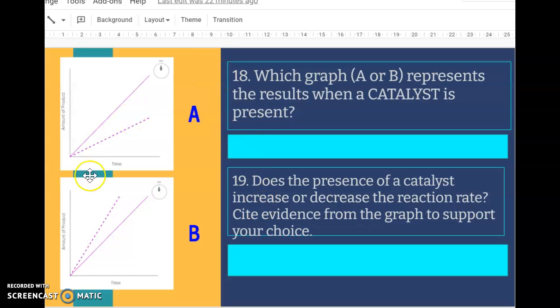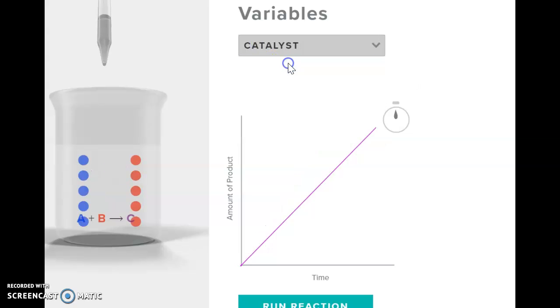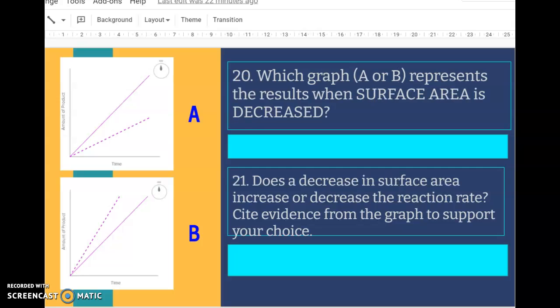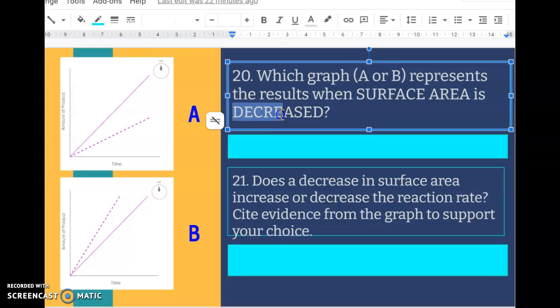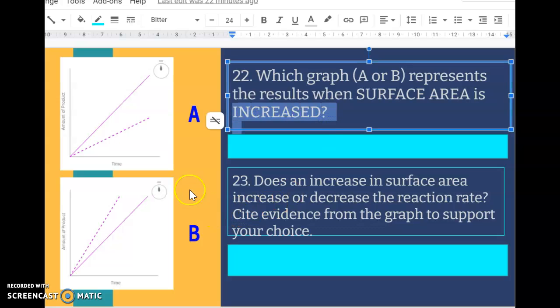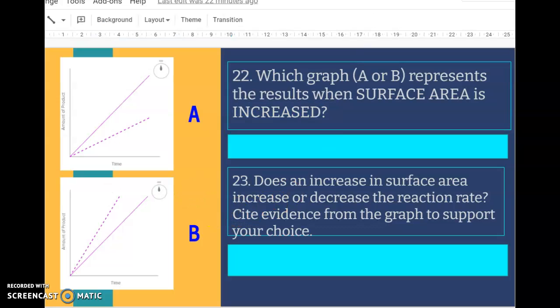For 18 and 19, you're going to do catalyst the same as before on that app here using catalyst. So this is looking at just what the catalyst does with or without. Surface area. So if you decrease the surface area, what would happen? If you increase the surface area, what would happen? For slide 16, same as the other slides.